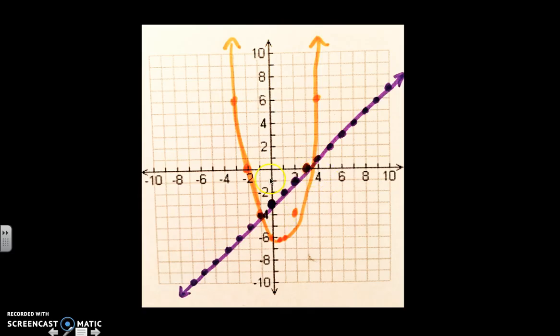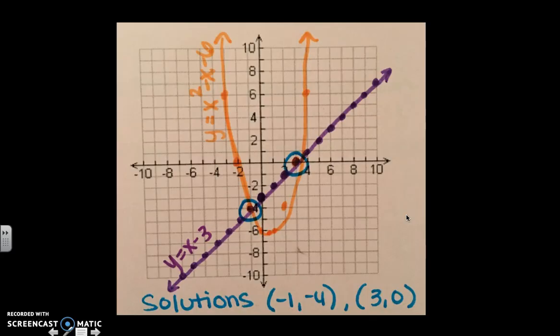I kind of messed up in this section right here. But as I was plotting these points for my parabola, I noticed that one of the points over here and one of the points over here ended up being one of the points on the line. So I know that those are my points of intersection. Okay, so when I finish solving, it looks like this.